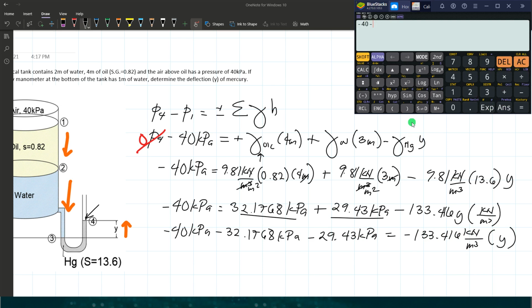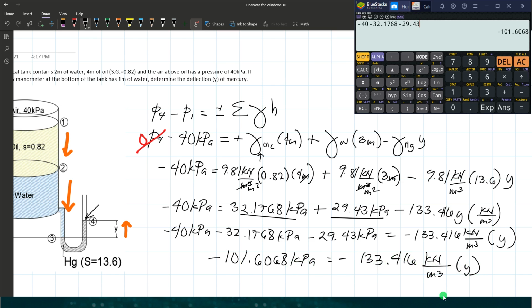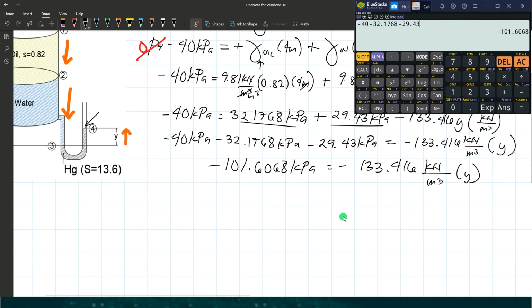So negative 40 minus 32.1768 minus 29.43. So negative 101.6068 kilopascal equals negative 133.416 kilonewtons per cubic meter times y.